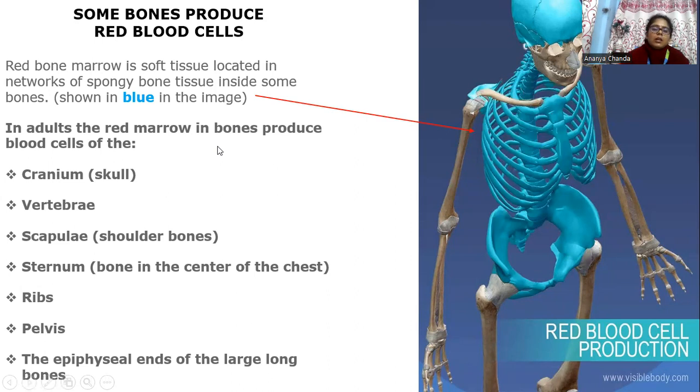So in adults, where are the red bone marrows present and producing the blood cells? In adults, the red bone marrow produces the blood cells of the cranium, vertebrae, scapula, that is the shoulder bone, sternum, this one is the sternum, then comes the ribs, these are the ribs, then comes the pelvis and the epiphyseal ends of the large long bones.